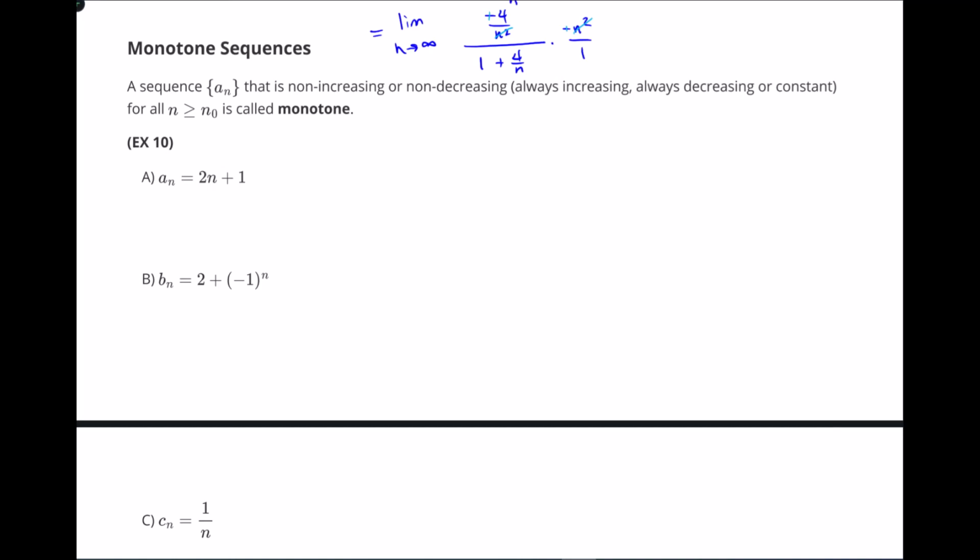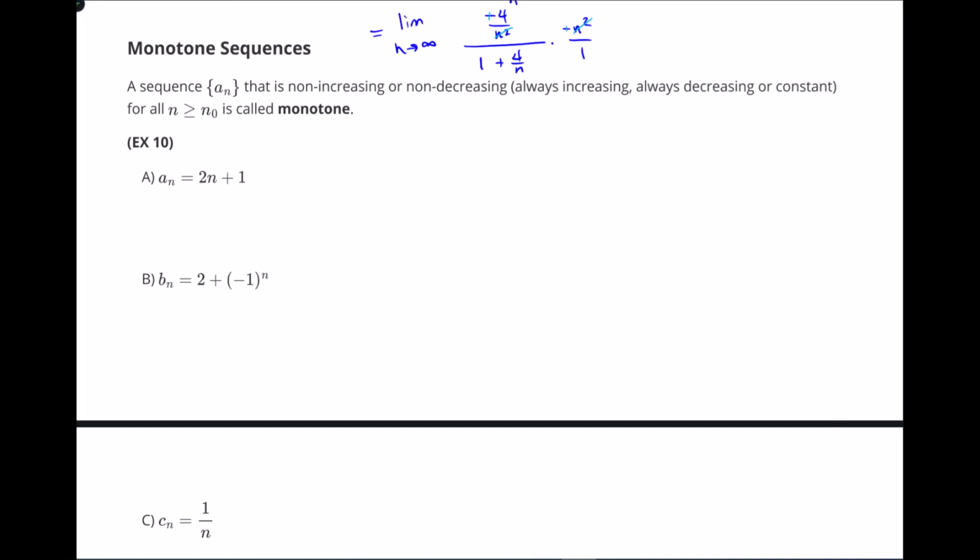So the properties that we're going to look at begin with a property called monotone. A sequence A sub n that is non-increasing or non-decreasing, what that means is that it's either always increasing, always decreasing, or constant. So a constant sequence would be non-increasing or non-decreasing.